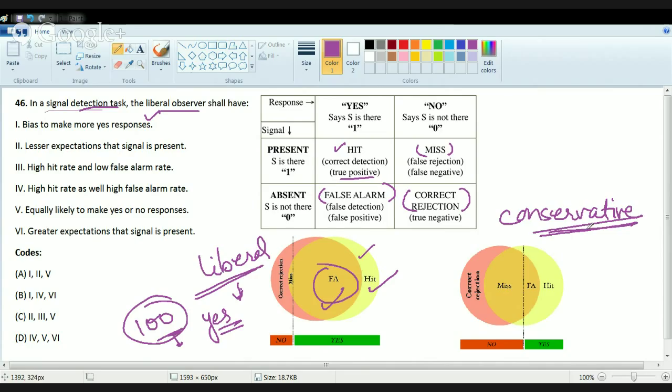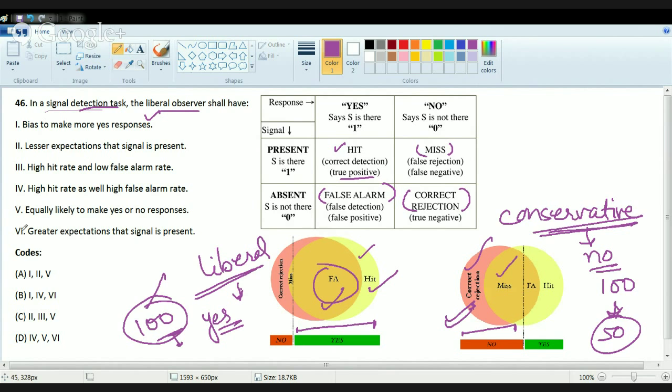On the other hand, conservative people usually tend to say no to most of the items. If there are 100 questions and they answer no to most of them, there would be a lot of correct rejections and a lot of misses. Out of 100, say there are 50 questions which are incorrect, they would reject those correctly because they are saying no to them. And they will also miss the correct answers for a lot of questions. So the no is large for conservative people and yes is large for liberal people.